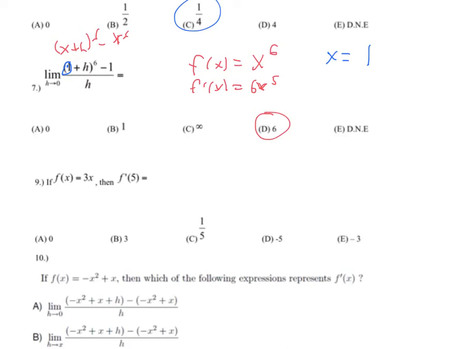Number 9, it looks like it's a little tricky. Take the derivative, and f prime of x is 3. No matter where you are on that line, 3x, the slope at any point on that tangent line is going to be 3. So no matter whether we're at 5, 10, 20, whatever we want to evaluate, the slope is always the constant 3.